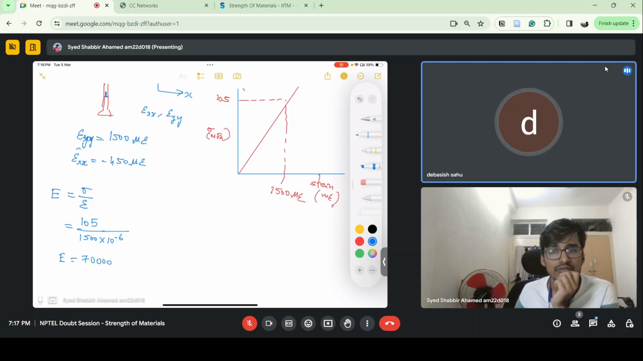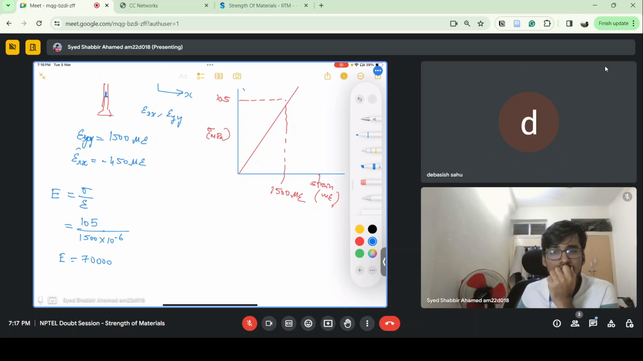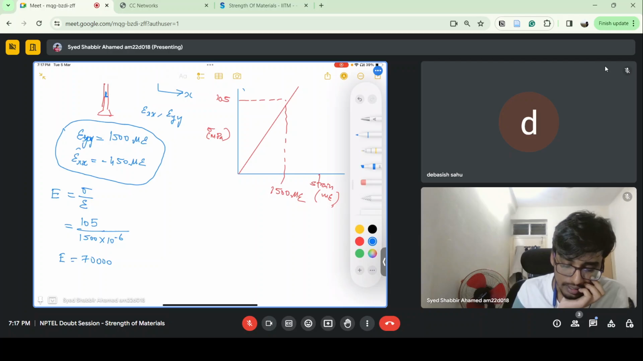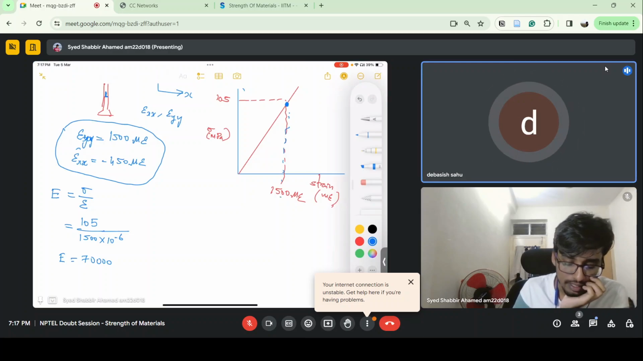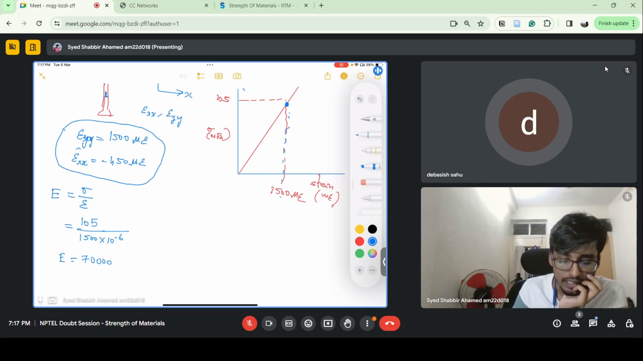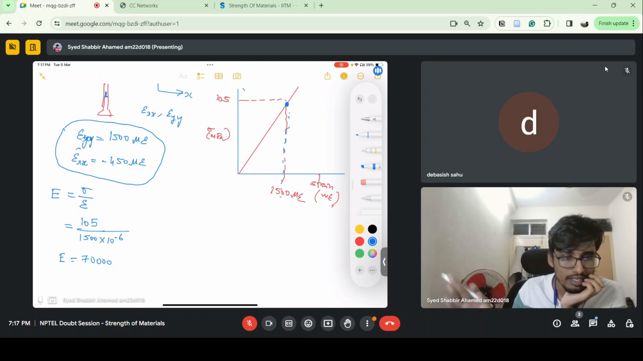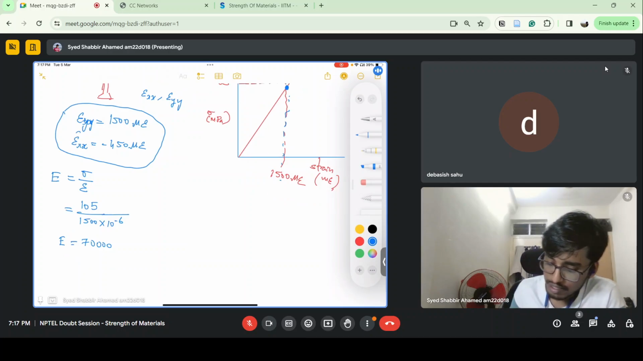Sir, sigma xx is equal to 450 epsilon xx. No, no. That is a strain measured. But you see this graph. At this point, this is the point on the graph, and here they have given strain is 1500 microstrain, and stress is 105 megapascal, right? This information is for another thing. So we got 70,000 megapascal.